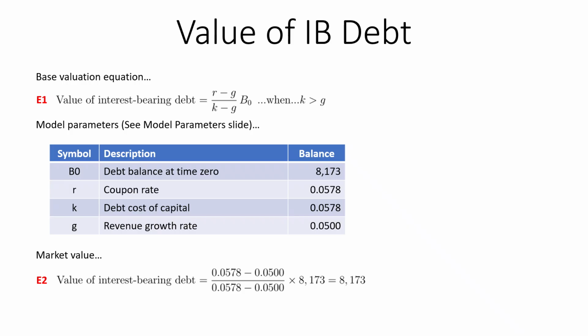The next up is the value of IB debt. And when we say IB, we mean interest bearing. So this is the interest bearing debt on Costco's balance sheet. So what's the value? Equation E1, and again, we're going to take the equation from the value of perpetual debt and apply it here.